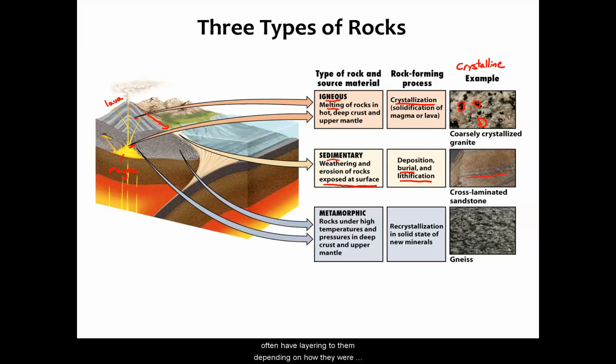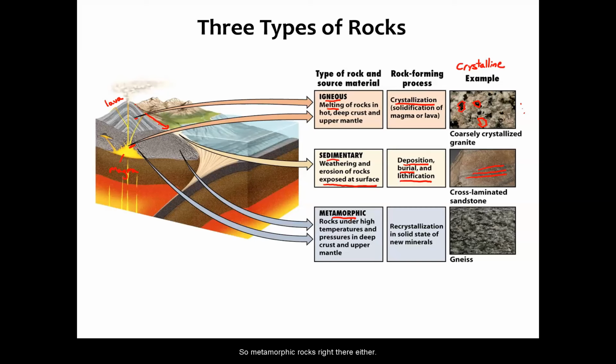Sedimentary rocks often have layering to them, depending on how they were deposited. And they tend to be deposited in layers because gravity is going to make these things settle out. The sediments will settle out into these layers as they form because they're forming at Earth's surface. So it's not often that you see any sort of layering in the igneous rocks, although it can happen. In contrast, the sedimentary rocks are often going to have layering. Some metamorphic rocks will also have layering, so layering doesn't necessarily mean sedimentary rocks. Let's look at where those can form.